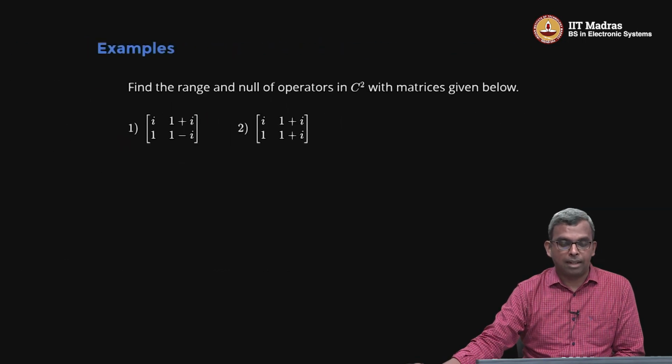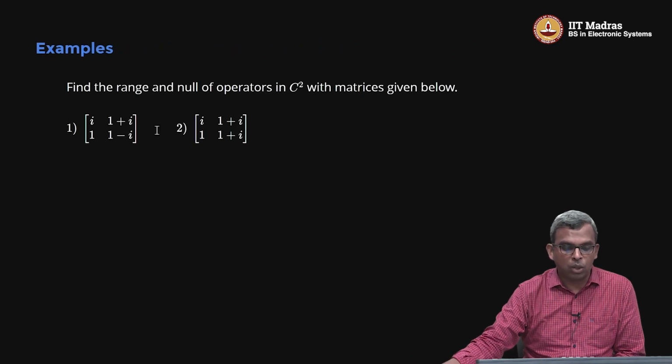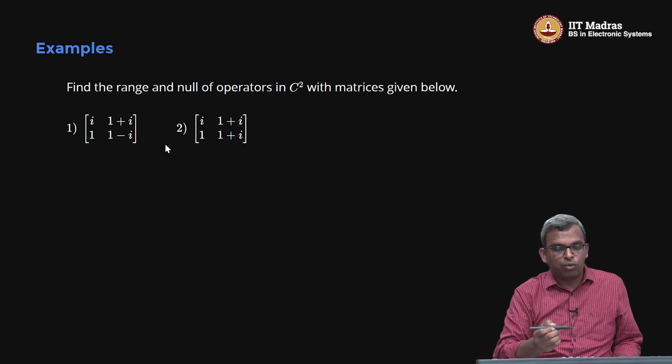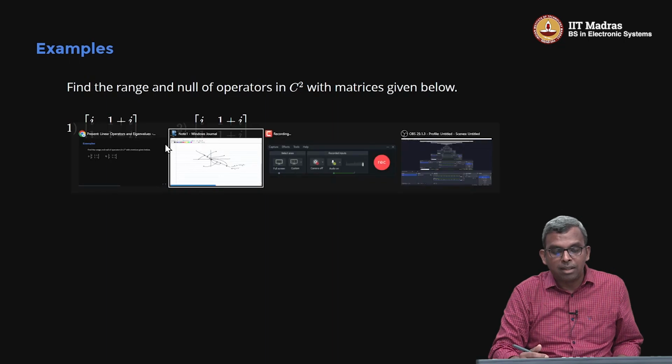Let me just conclude with a couple of examples. Find the range and null of these operators in C2. You can just do this elimination. Maybe I'll just show that and we'll stop. I'll show it for one and we'll stop. I'll pick up example 2, which looks easy enough to do.